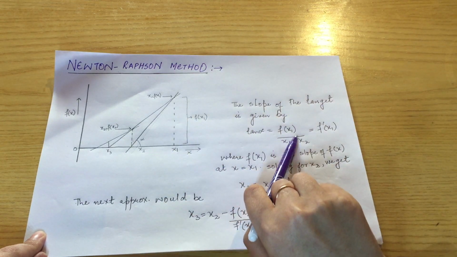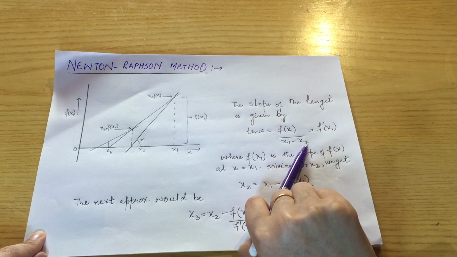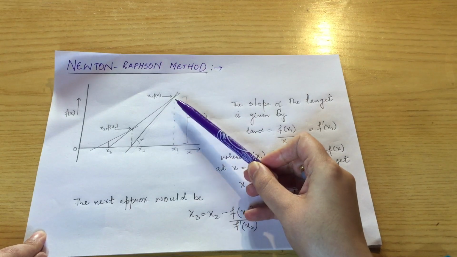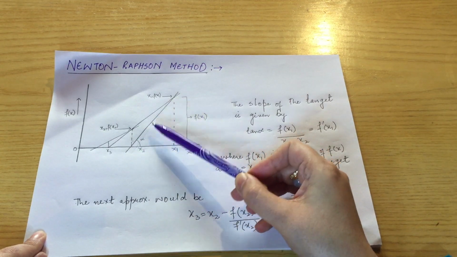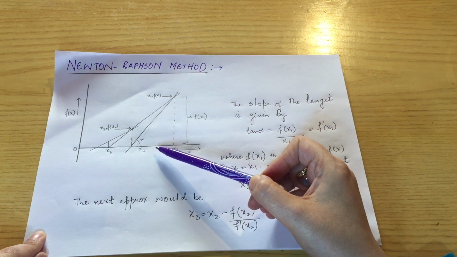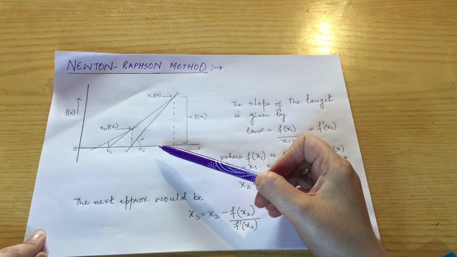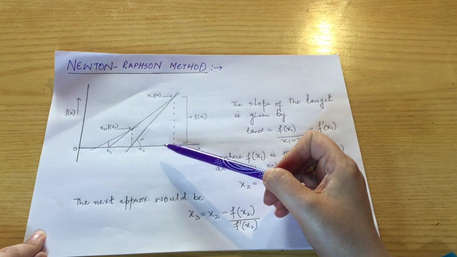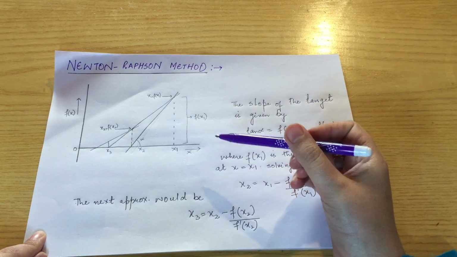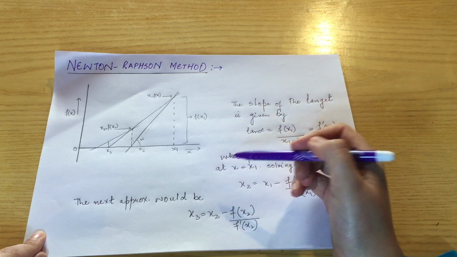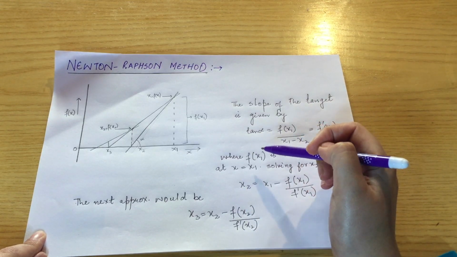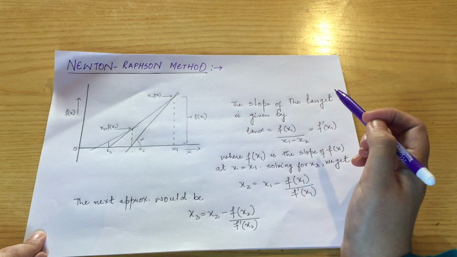How this will be equal to f of x1 divided by x1 minus x2 is like we are calculating the slope of a tangent, and you know the slope of a line joining two points is given by y2 minus y1 divided by x2 minus x1. So suppose we are having 2 points, point P1 is x1 comma y1 and point P2 is x2 comma y2, then the slope of this line, or we can say the slope of the tangent, is given by y2 minus y1 divided by x2 minus x1.